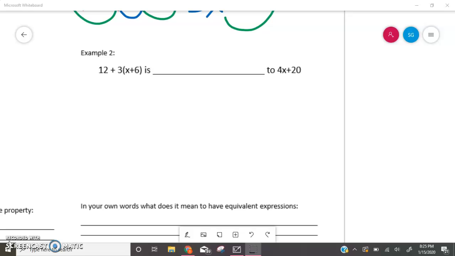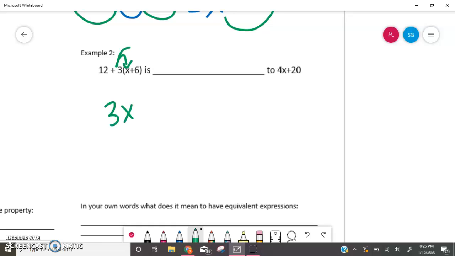And we are down to the last example. So again, I'm going to take the 2 actions that I remember. The first one is distributing. So I will need to distribute 3 to x, which is 3x, and 3 to 6, which is 18. I'm also going to make sure that I bring down the 12 that's in the front.